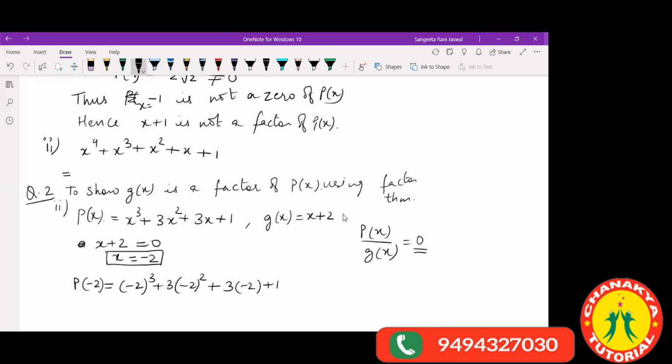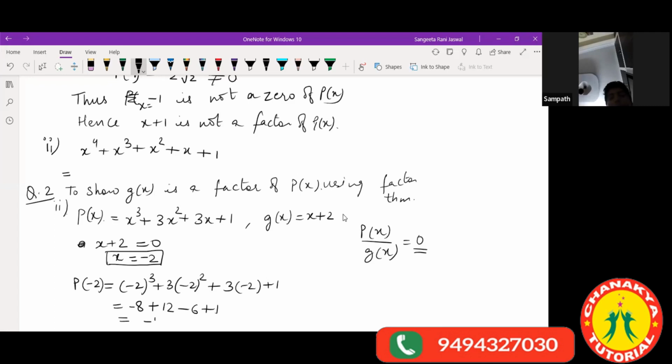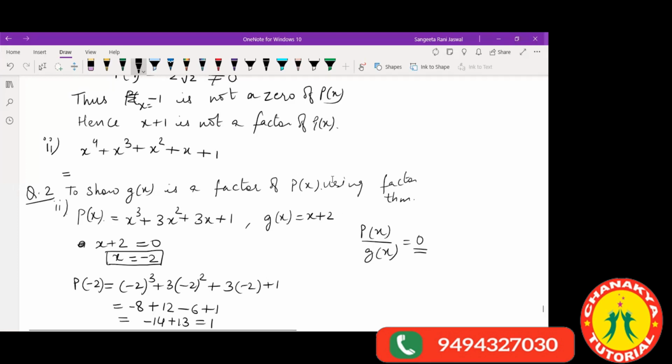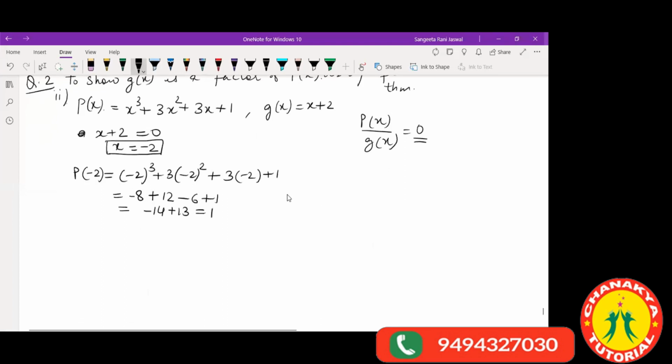So what do we get? Minus 2 raised to power 3 is minus 8. Then plus, this becomes 4 into 3, that's 12. Then minus 6 plus 1. Now what do I get? 12 plus 1, ma'am, is 13. It's not a factor because we are not getting the remainder as 0. So p(-2) is not 0, which implies that g(x) is not a factor of p(x).